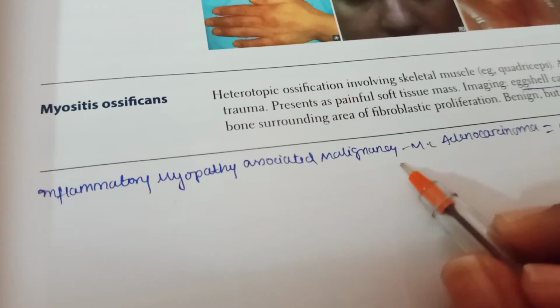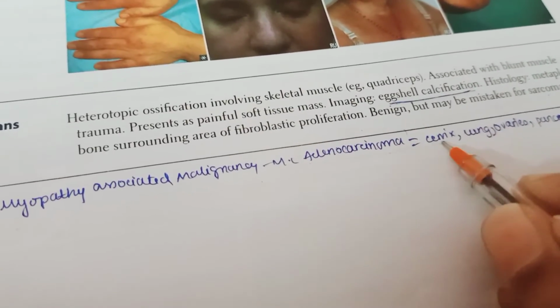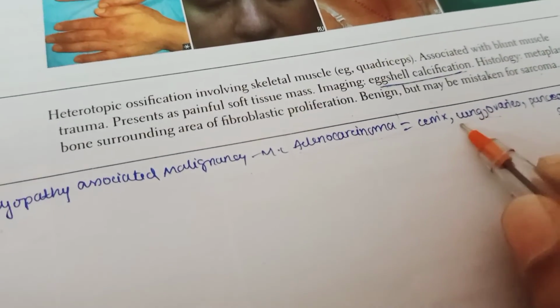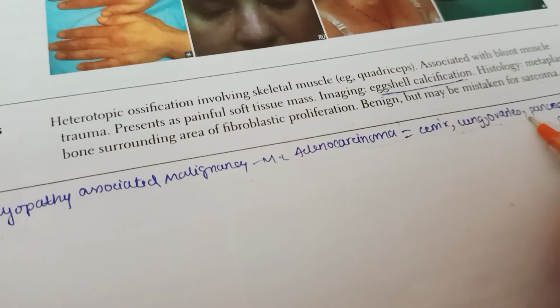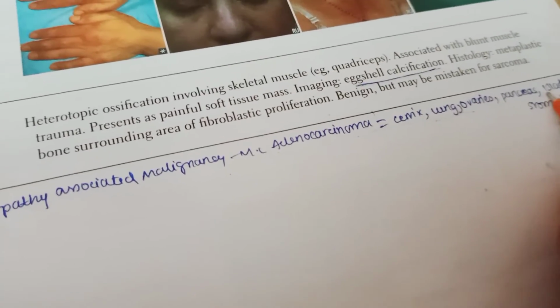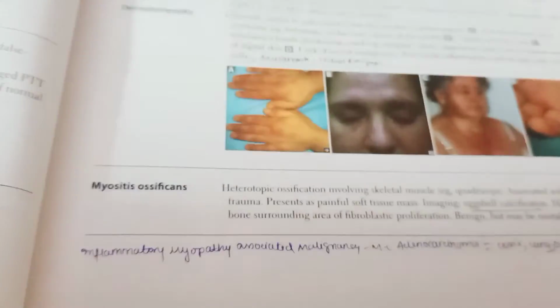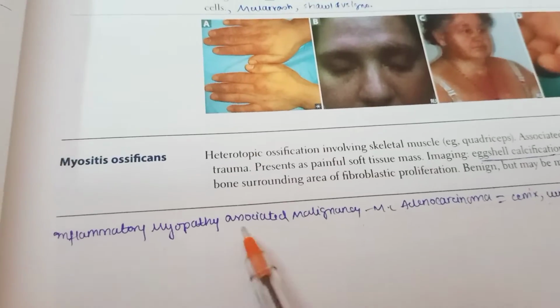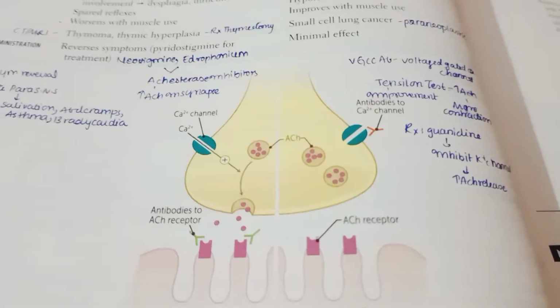Next is inflammatory myopathy associated malignancies. Most commonly adenocarcinomas are associated, like cervix adenocarcinoma, lung adenocarcinoma, ovarian adenocarcinoma, pancreas adenocarcinoma, bladder adenocarcinoma, stomach adenocarcinoma. All these adenocarcinomas may be in association with these inflammatory myopathies.